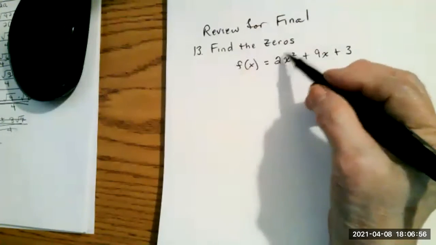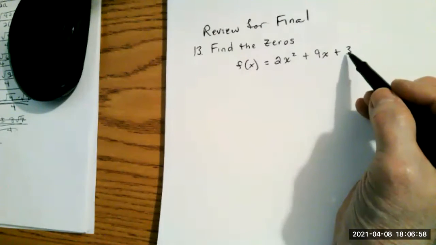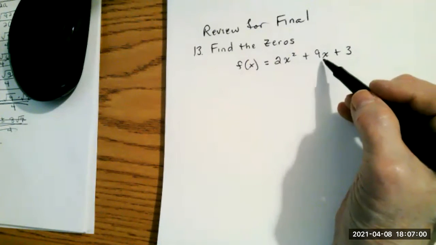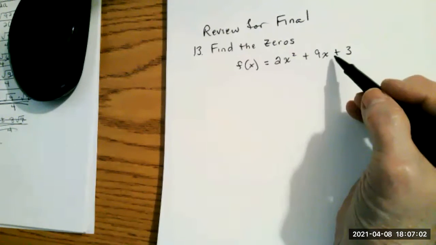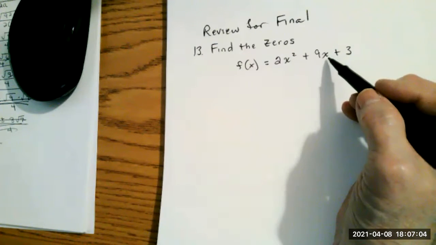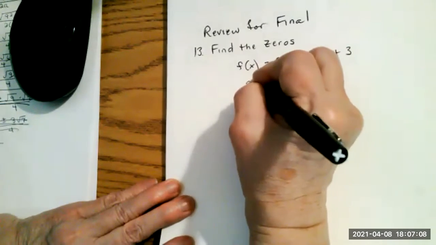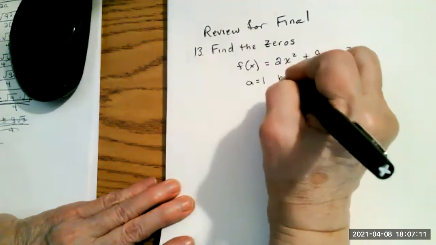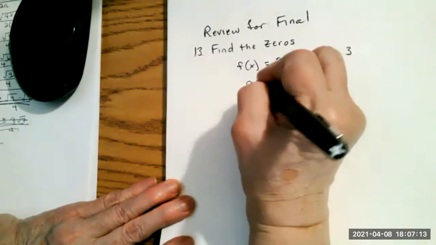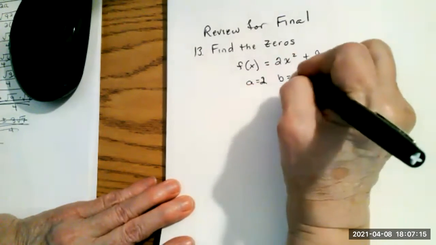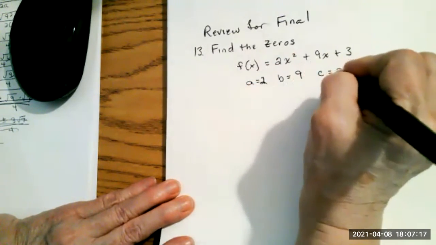But 2 times 3 is 6. I can't add factors of 6 to get 9, because 6 and 1 would give me 7, and 3 and 2 would give me 5. So that's not going to work. So my go-to thing is to use the quadratic formula. A is equal to 2, B is equal to 9, and C is equal to 3.